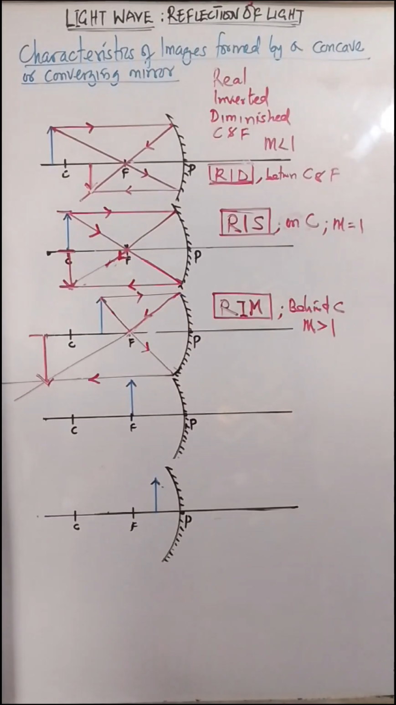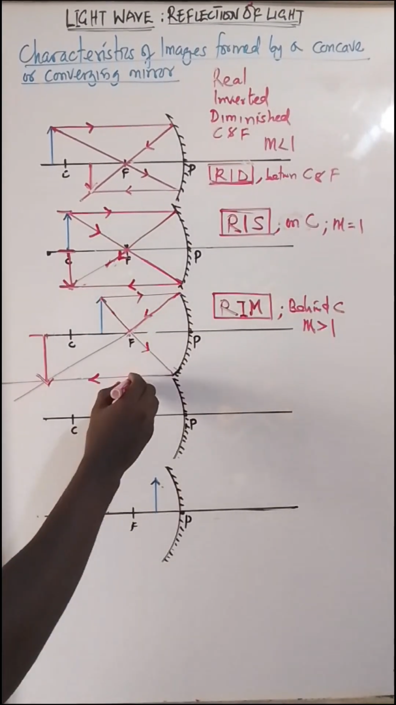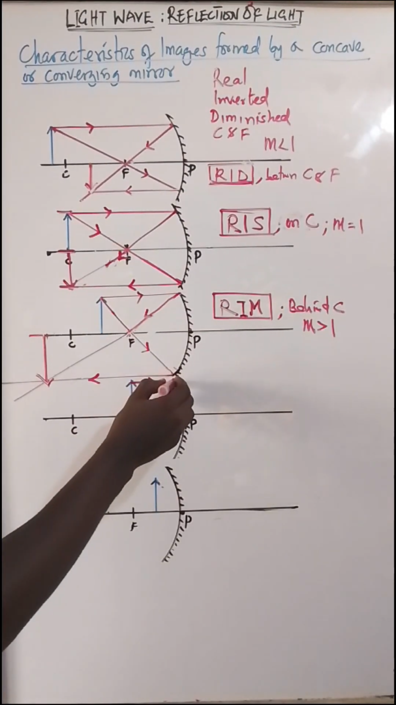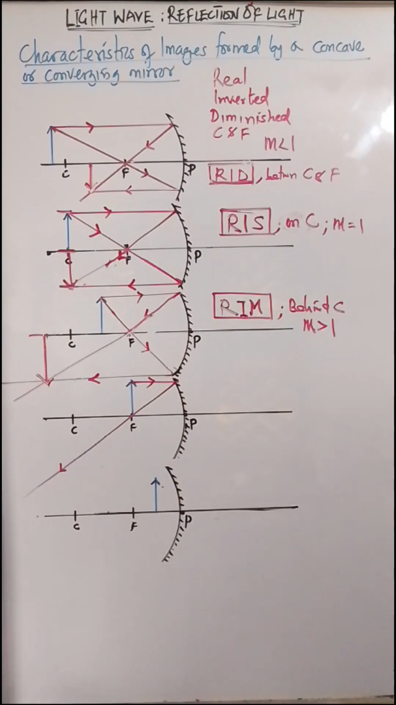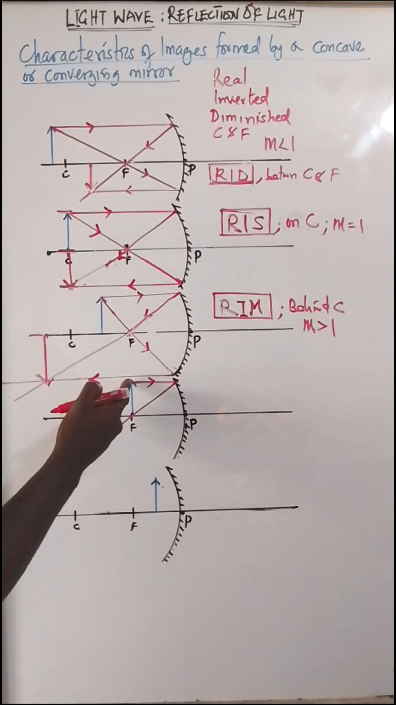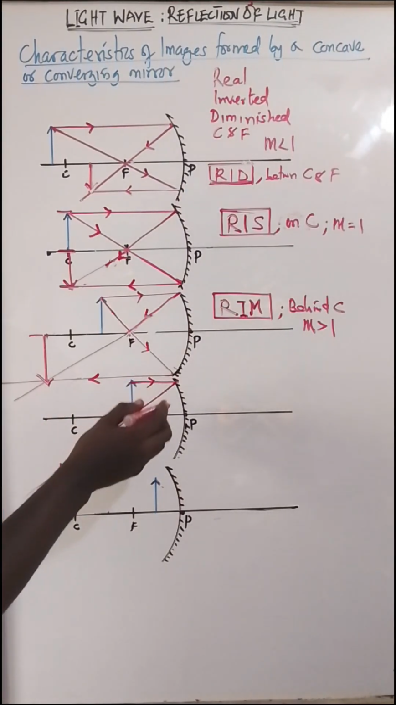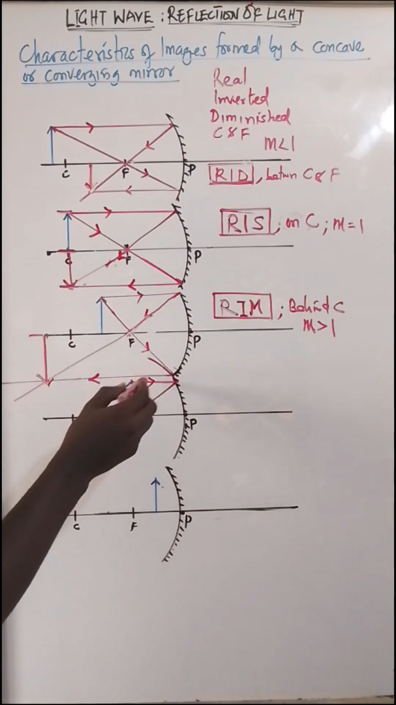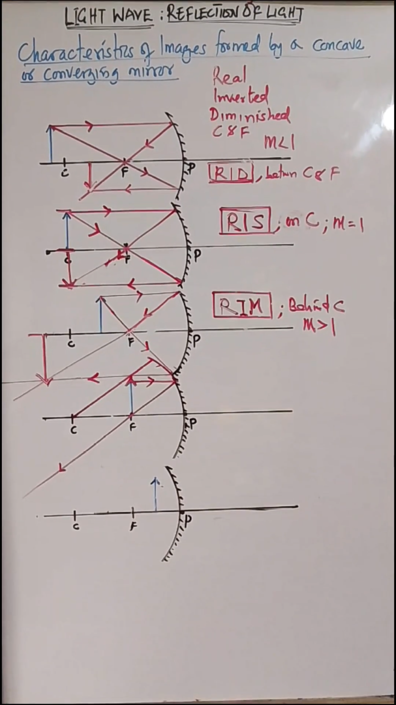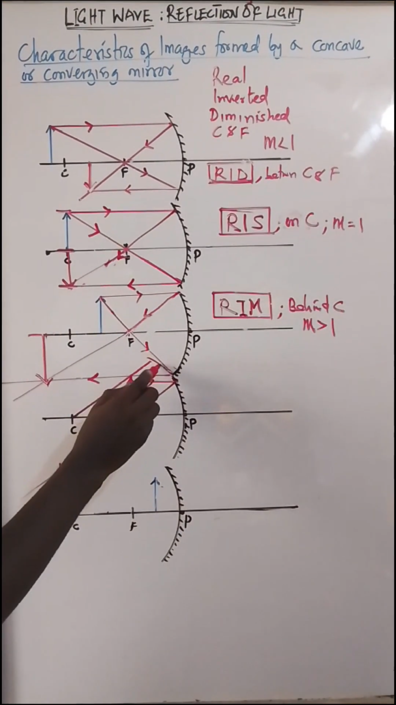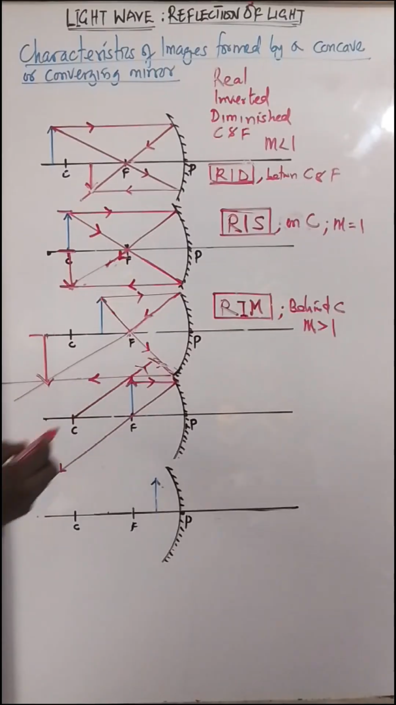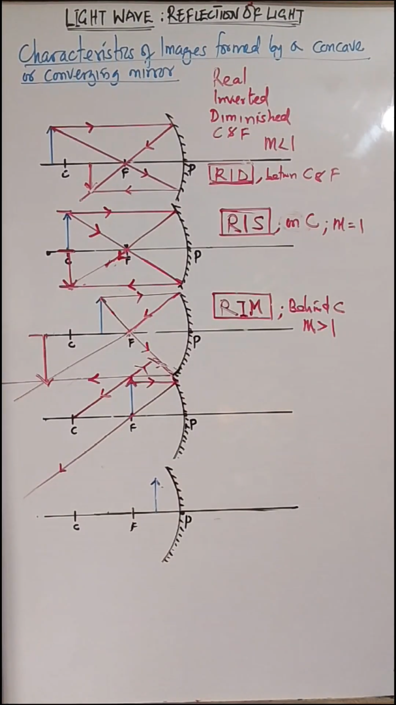Now the object is at F. Same way, rays parallel to the principal axis will be reflected through the principal focus F. But since the object is standing on F, a ray cannot pass through F. So we are going to use the second one: a ray that passes through C. Rays through C will be deviated by 180 degrees. So this is the mirror here. If the ray passes through C, after reflection it will move backward towards C.